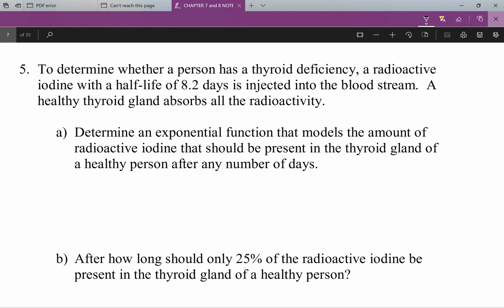We have that it has a half-life of 8.2 days. Now, one thing you'll notice right here is it hasn't given us an initial value. So since it hasn't given us an initial value, I'm just going to keep a 1 in there. You could also use 100, meaning 100%. As a decimal, we know 100% is 1, so I'm going to leave it as 1. Then it's a half-life, so it's 1 over 2, and the half-life is every 8.2 days, so I'm just going to go T over 8.2.